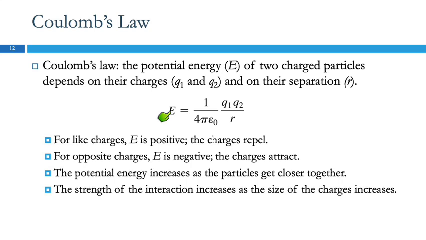So the potential energy of two charged particles is proportional to their charges divided by the separation. If we have like charges, say two electrons, then this energy is going to be positive, and that's going to be a repulsive energy. If we have opposite charges, positive and negative, then E will be negative, and that means the charges are attracted. The potential energy is going to get bigger as the particles get closer together. And the strength of that interaction will also increase as the size of the charges increases.